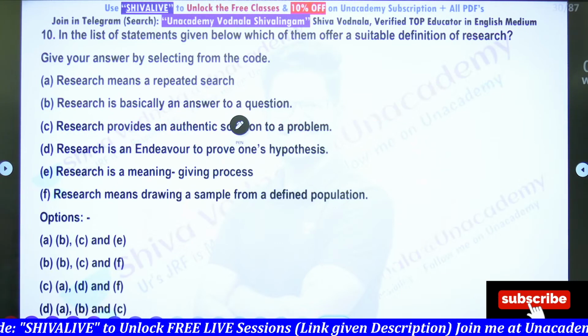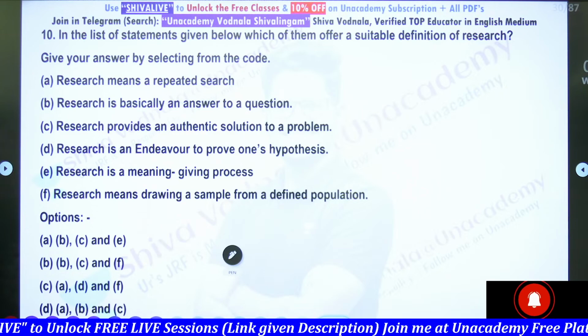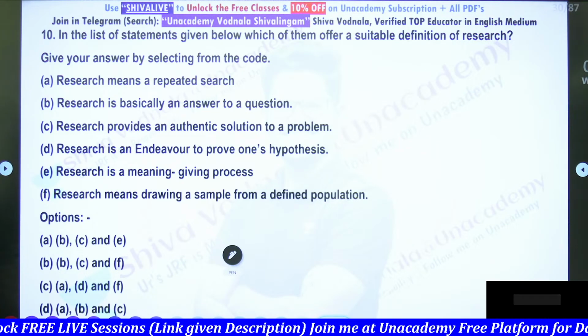Next, theories of fundamental, correct. Which of the following statements are suitable for a definition of research?